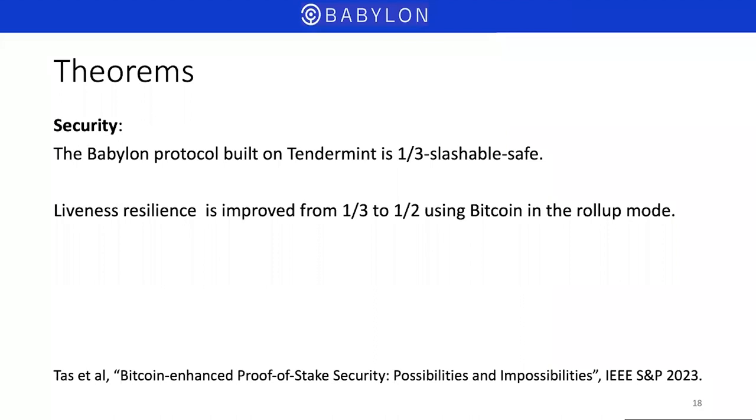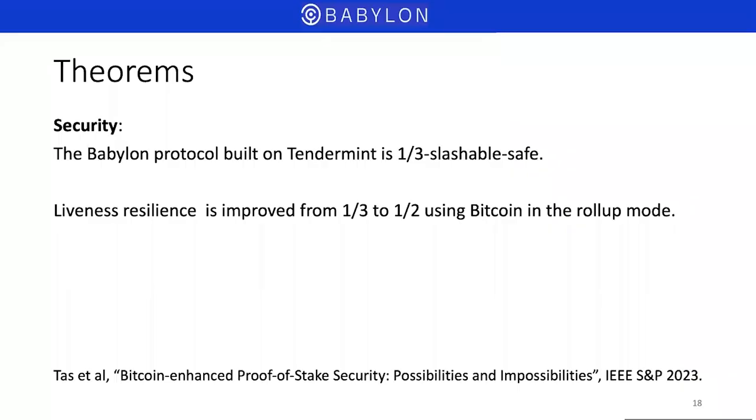That means that if the validators take over one-third of the voting power, then they can censor transactions, or they can stall the protocol. What we showed in this paper, but have no time to show in this talk, is that by using Bitcoin as a kind of censorship-resistant platform, you can improve the resilience from the one-third of standard Tendermint to one-half. So you can strengthen the censorship protection of the base proof-of-stake protocol. Okay? So that's what we showed.